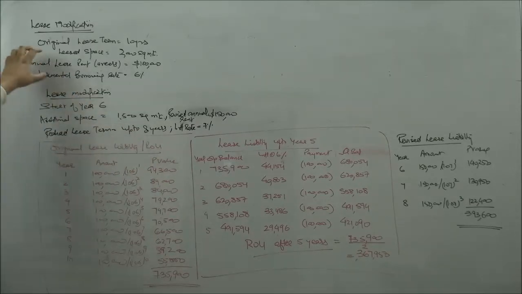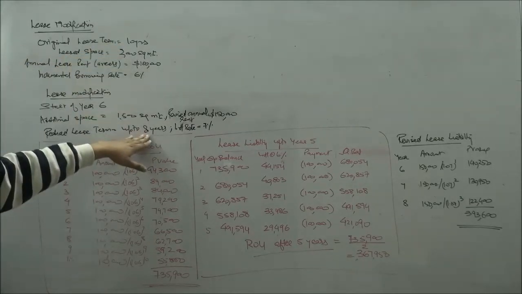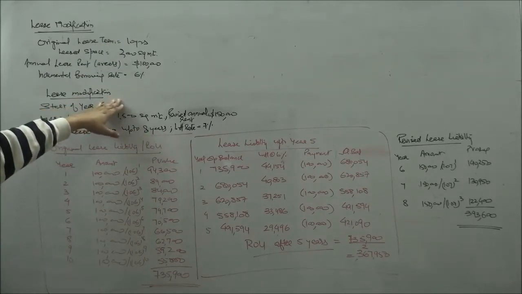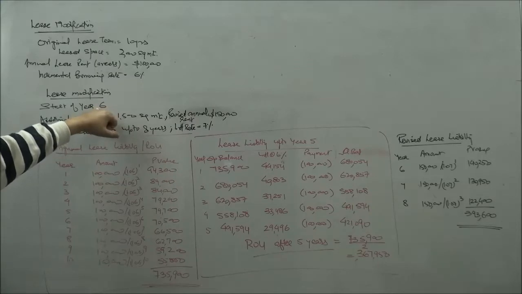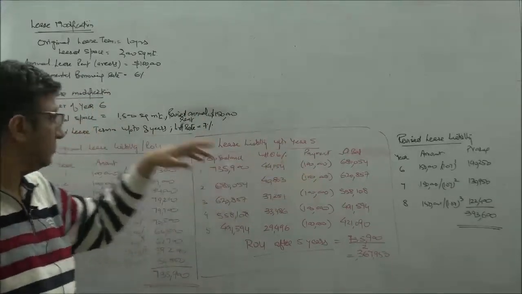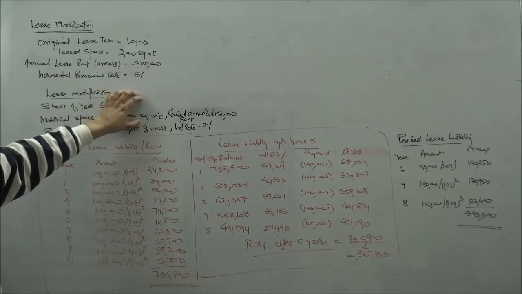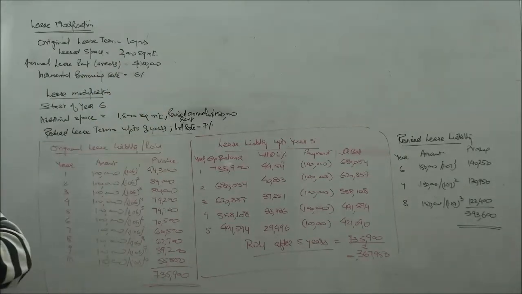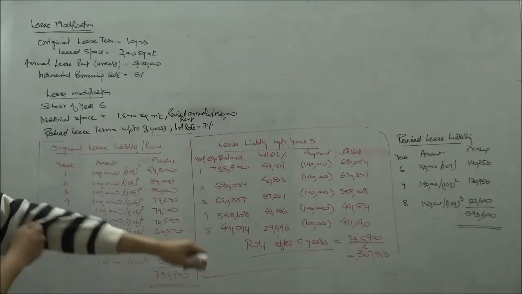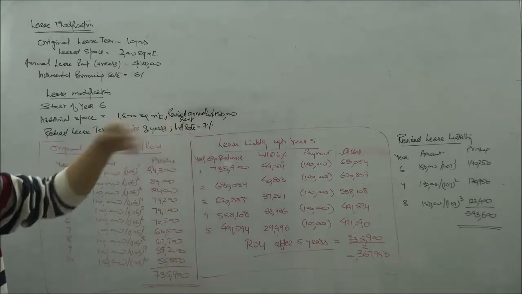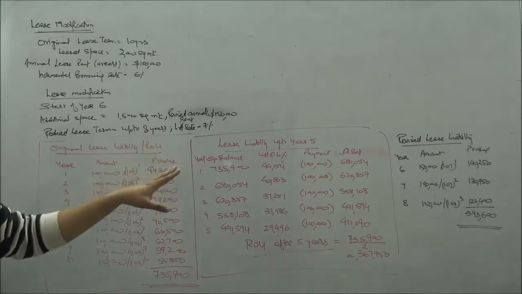So originally it was for 10 years, and it's going down to 8 years, which means that at the start of year 6, instead of 5 more years, it is only 3 more years. So there is a reduction in scope here, but there is an additional space, which means there is an addition in the scope as well. But also importantly, the interest rate at this point in time is 7%.